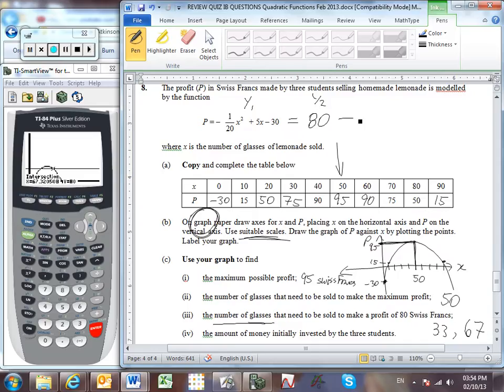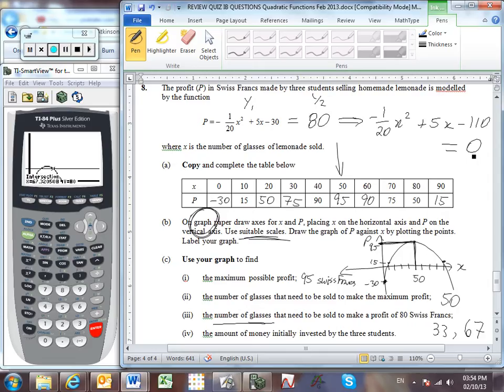Another way you could have done this problem would have been to move everything over to the same side of the function. So we've got negative 120x squared plus 5x. And if we move the positive 80 to the left, it becomes a negative 80. Combined with that negative 30 gives me negative 110. If we entered this function, what am I left with? It is now equal to 0 on the right, yeah?